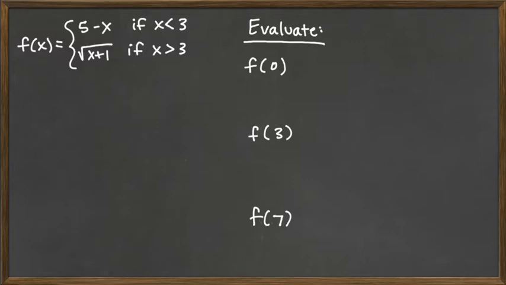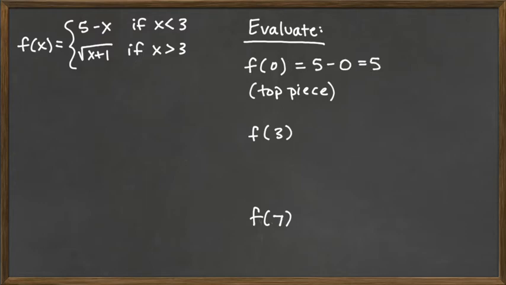So f of 0, for 0 we're looking at the input value x equals 0. Well, that would fall in the interval x less than 3, so we're talking about the top piece here because 0 is less than 3. So we can evaluate this piecewise defined function by evaluating it in the correct piece. So we'd do 5 minus 0 and our output value is 5.